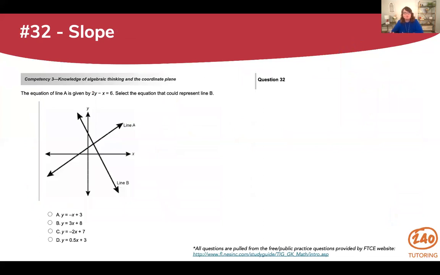Last one. This one's looking at slope. All right. Now I'm going to give you some tricks here that will help you. Okay. It says the equation of line A is given by 2y minus x equals 6. Select the equation that could represent line B. Now I'm going to tell you something about slope. If the slope is positive, y'all ready? It's going to run uphill.